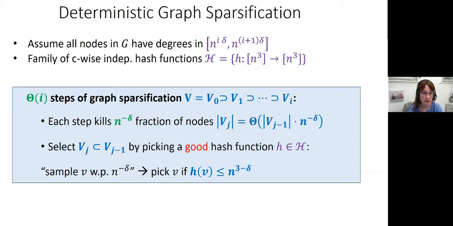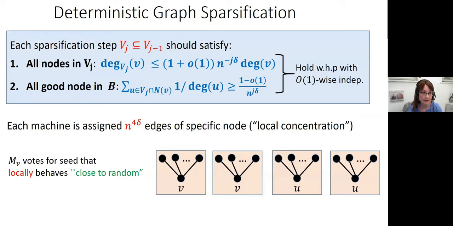Okay, so we are going to have these steps of graph sparsification, every time cutting the number of nodes and their degrees by roughly n to the minus delta. And there are some properties that we are going to maintain throughout this sparsification. The first property is that the degrees of the nodes are not that large. And we're also going to make sure that every good node has sufficiently many neighbors in this set that are light, that have low degree. These properties can be shown to hold with constant-wise independence, and we will use the method of conditional expectation to make sure that we indeed find such a hash function.